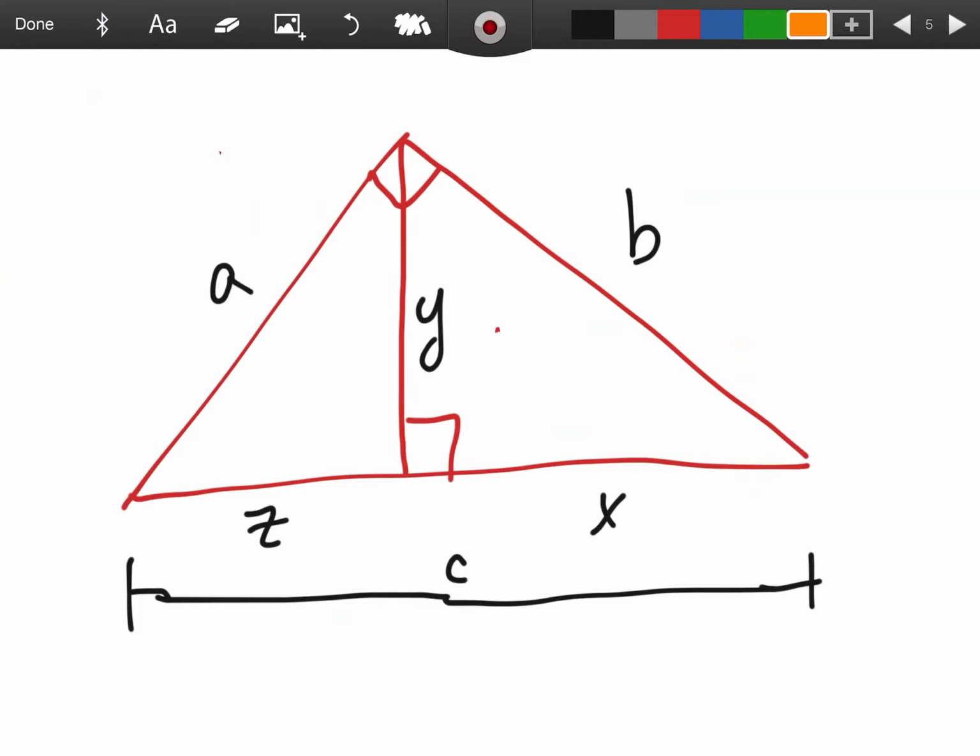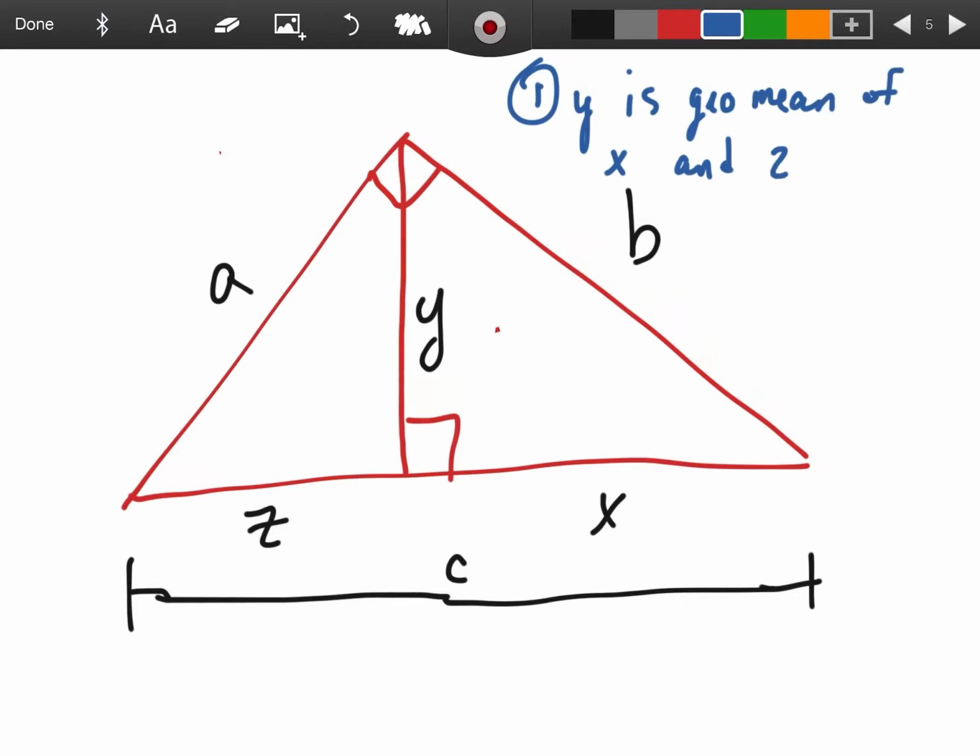All right, so here we're just going to write out what is the geometric mean of what. So the first one we are going to see is that y, this altitude. So the altitude is the geomean, or the geometric mean, of the two parts of the hypotenuse that it splits up. So it is the geometric mean of x and z. All right, y is the geometric mean of x and z.